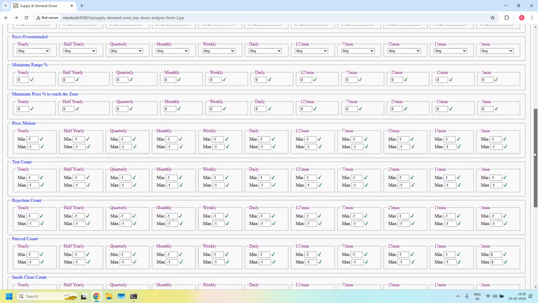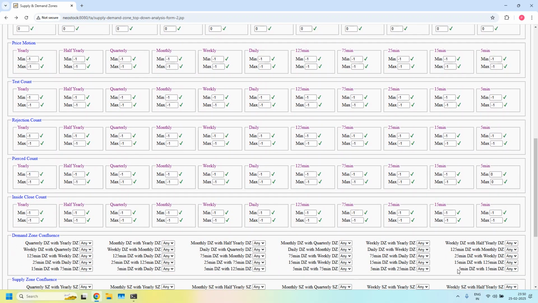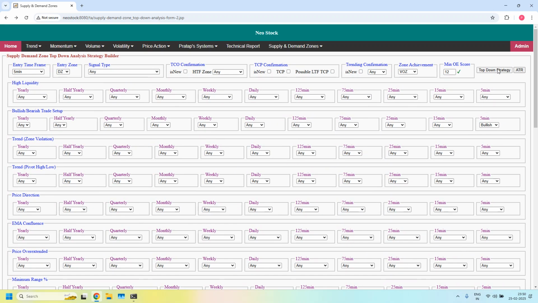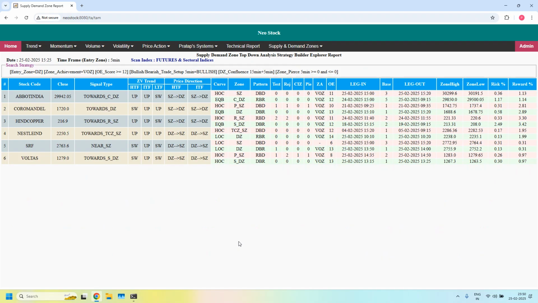That is 5 minutes demand zone with 15 minutes demand zone Confluence. Enable the filter. With this filter, we got 6 stocks, all 6 stocks. That means in all these 6 stocks, these 5 minutes demand zones are overlapped with 15 minutes demand zone. And 15 minutes trend, ITF trend is up.